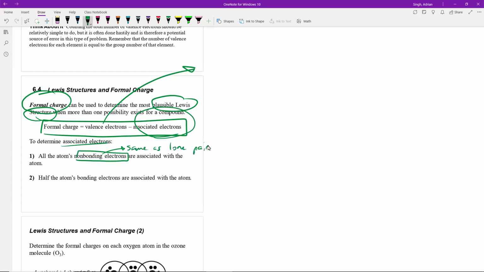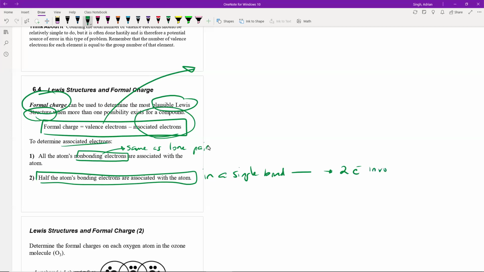So a lone pair would have two non-bonding electrons. And then we also consider half of the atom's bonding electrons. So for example, in a single bond, okay, that's a single line, there are two electrons. So half of that would be associated with that atom. Okay, so two electrons involved, so half of two would mean one electron to be considered in this calculation. All right, and we'll sum these together, we'll stick them in here, and then we'll do a simple subtraction to figure out the formal charge.